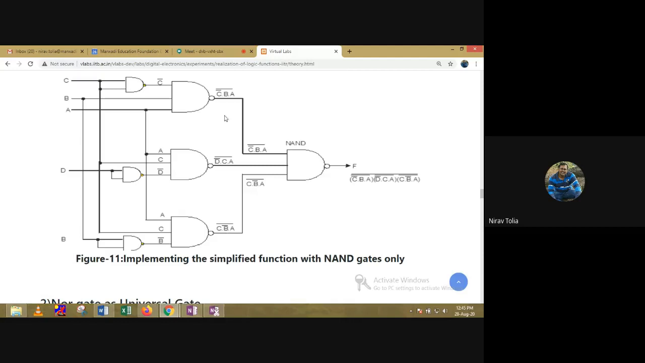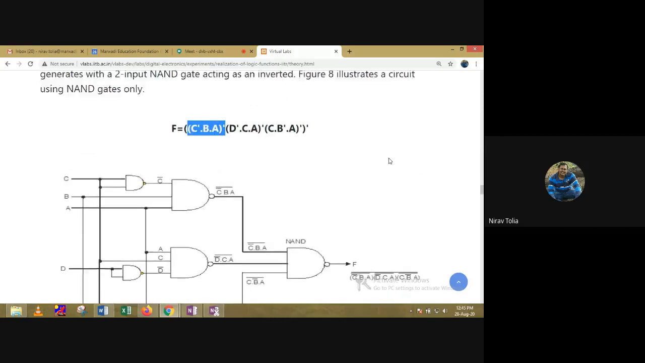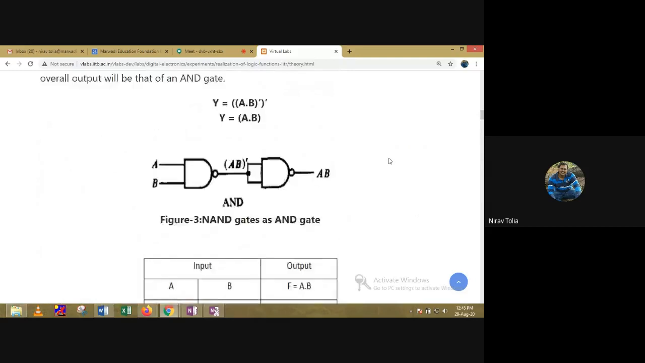And finally, all these three I am giving to another NAND gate. So finally, we have C bar into B into A whole bar, D bar into C into A whole bar, C into B bar into A whole bar, and again a bar. So that's how we can implement NAND logic for the various combinations.